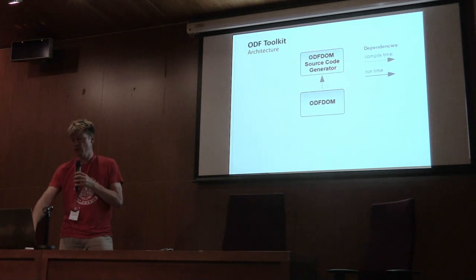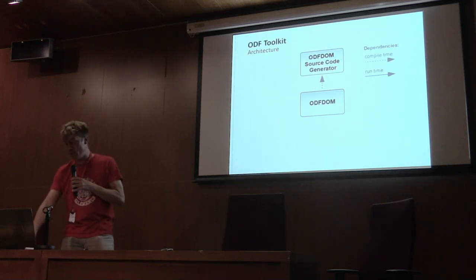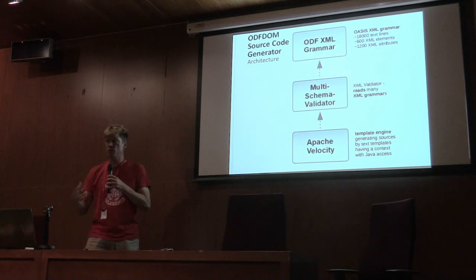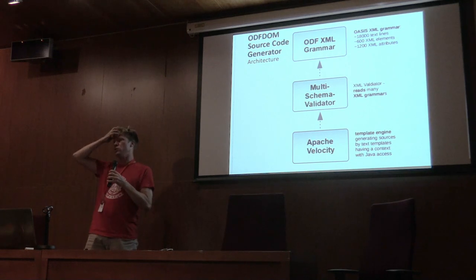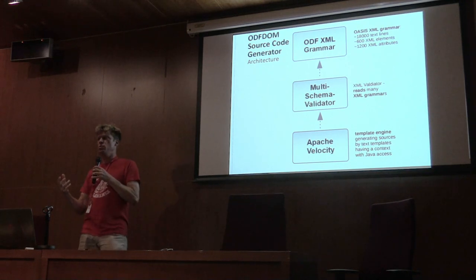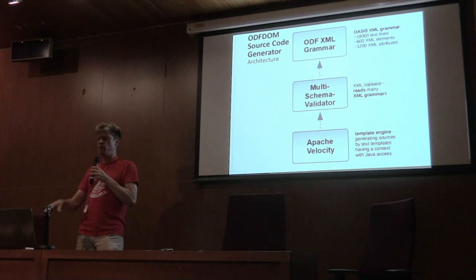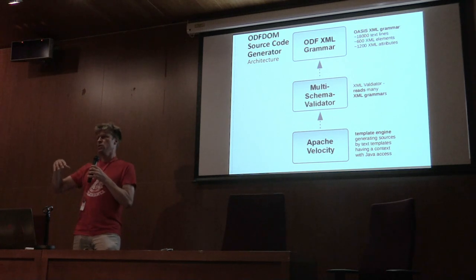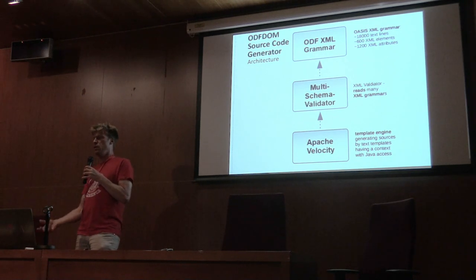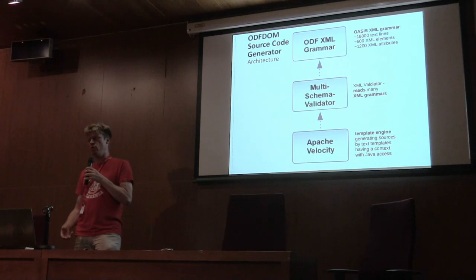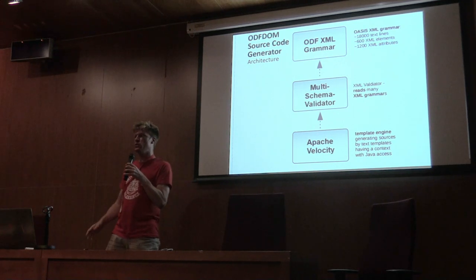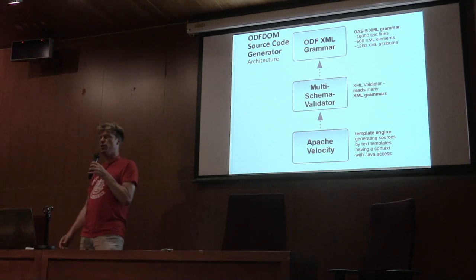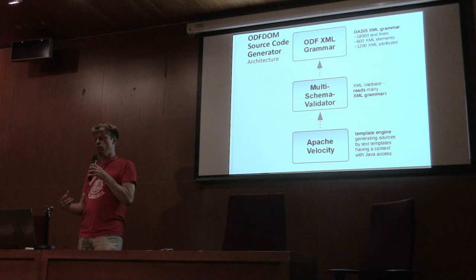So if we take a look at the source code generator, I'll dive into this now. The source code generator consists of, let's say, three parts. The first part is the grammar, which tells you what XML is allowed in what part. For instance, the office body has to be there, and in a text file, there has to be a child called office text, and so on. But it's quite complicated. It's 18,000 lines of code, 600 elements and 1,200 XML attributes. So it's a lot of things.